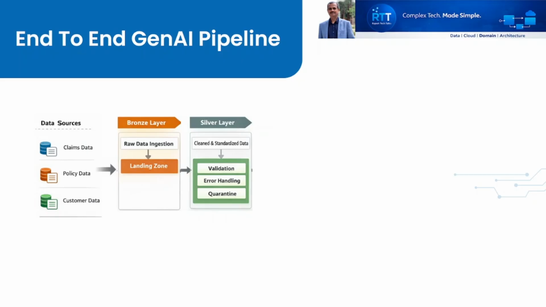Let me explain this in a simple way. Validation means checking if data is correct. For example, we will see if data is missing or incorrect. Error handling means fixing issues where possible. Quarantine means separating bad data so it does not impact analysis. This is very important because if your data is wrong here, everything downstream will also go wrong. So the silver layer ensures that the data is clean, reliable, and consistent.